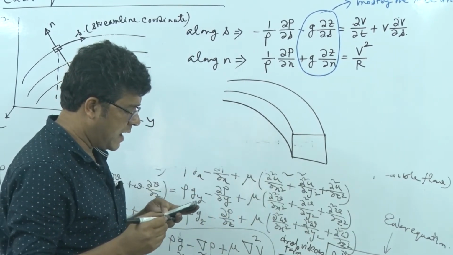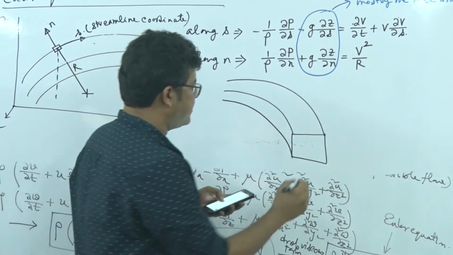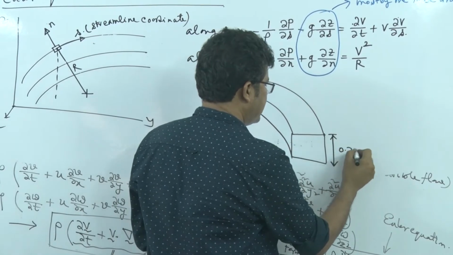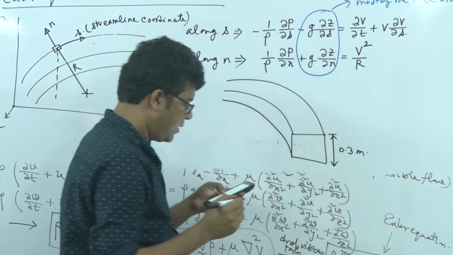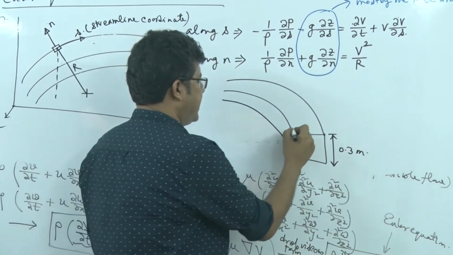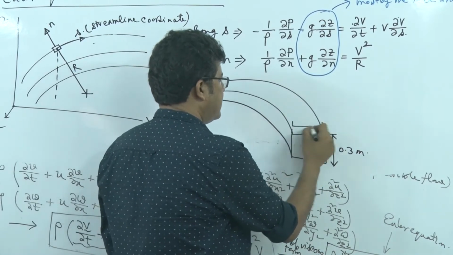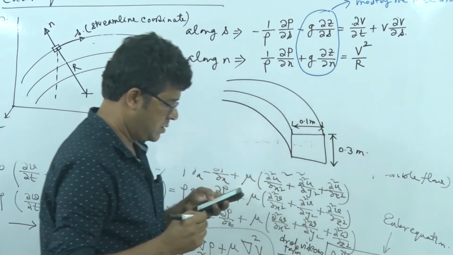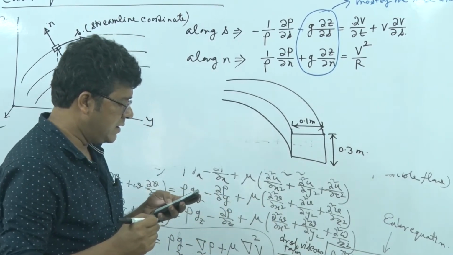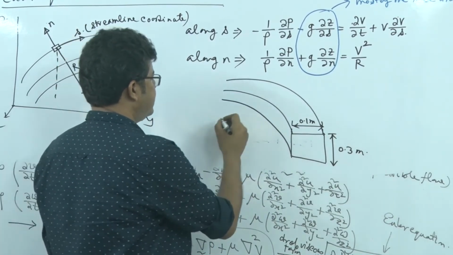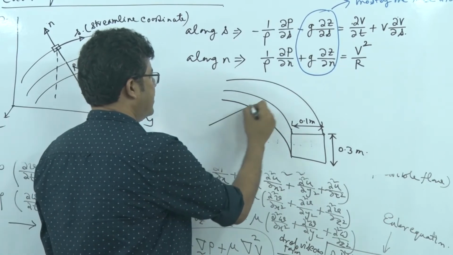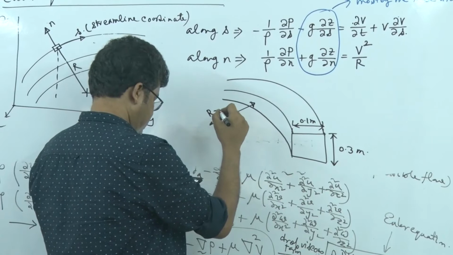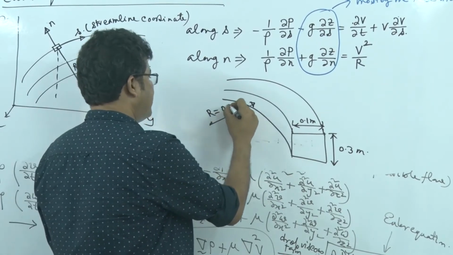Across a bend, the duct is 0.3 meter deep. So this is basically 0.3 meter, and 0.1 meter wide. This is 0.1 meter. The inner radius of the bend, somewhere here, the inner radius of the bend is 0.25 meter.